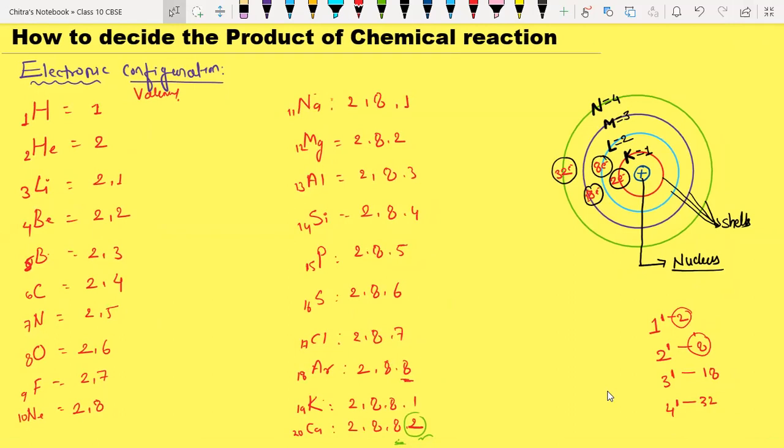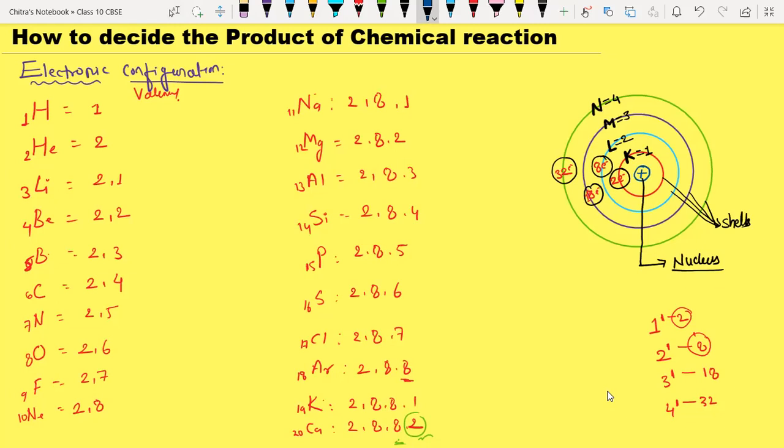Sir, if it is true, what about the first cell, sir? See, we are discussing elements having shells like 2, 3, 4. The first shell will contain only 2 electrons. So for the first shell, we have the duplet rule of 2 electrons. And the octet rule is called the rule of 8 electrons.